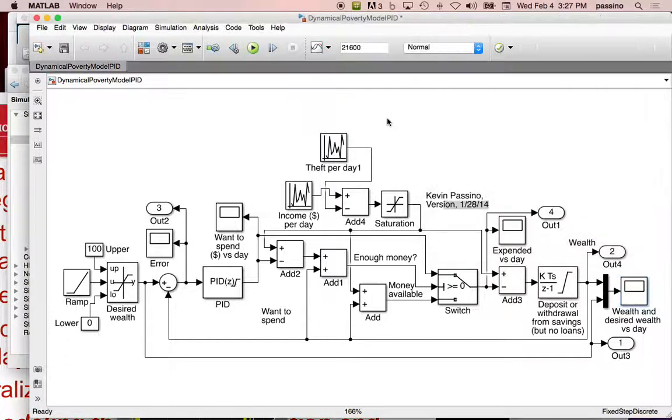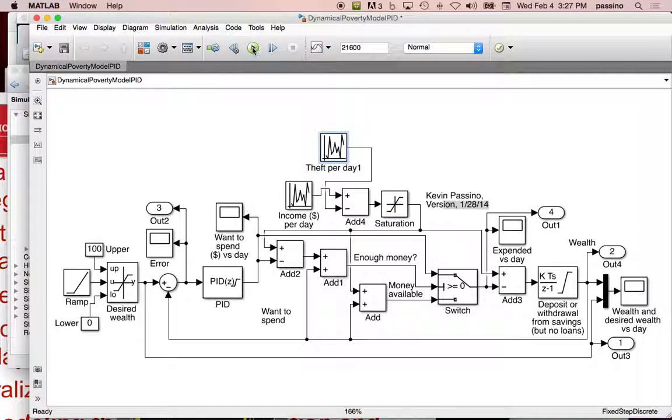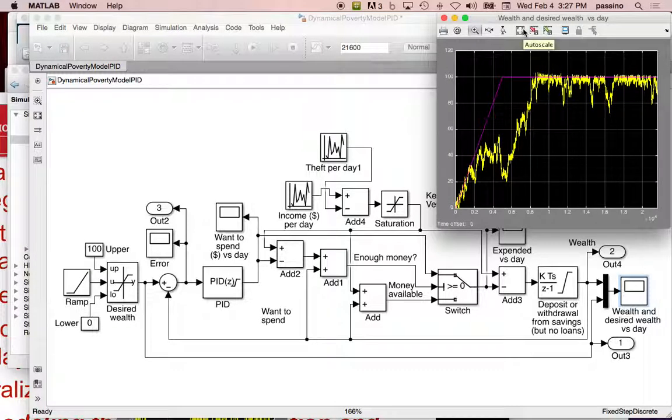So the question the person could ask is, well, how much can I steal and still be able to allow my partner to maintain their wealth? We're at a nickel now. It's almost there, okay? So you can see it hurts. I mean, having that theft hurts.